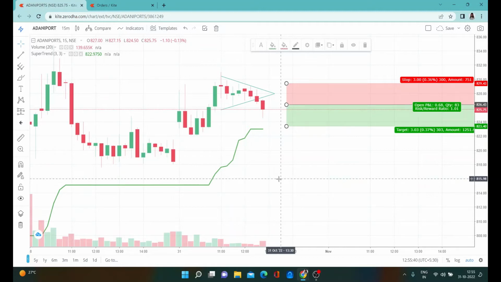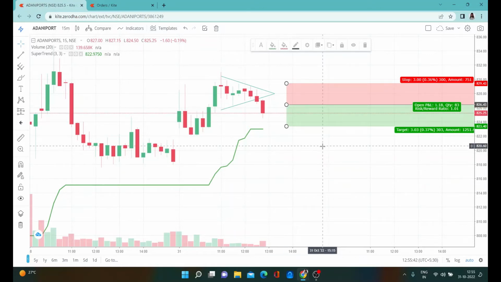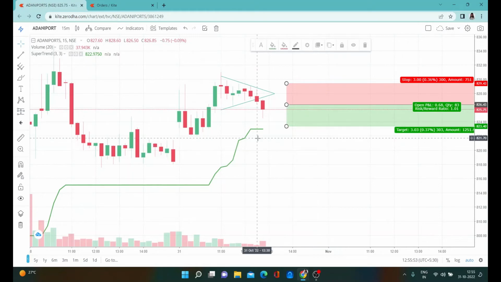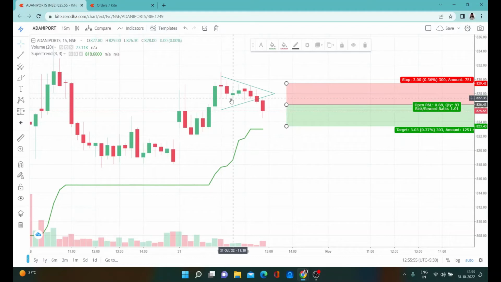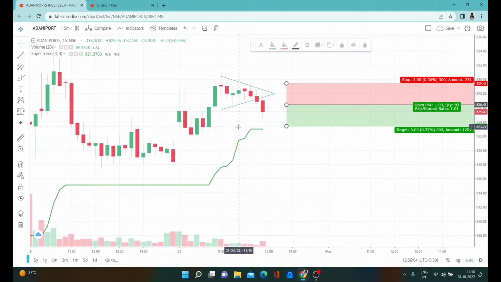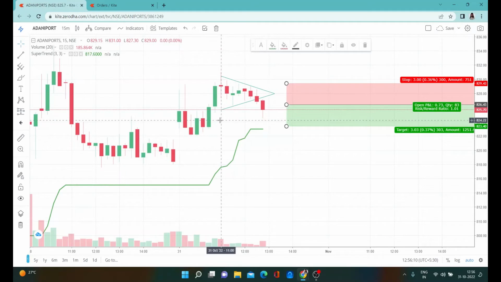Okay, let's just wait till it hits my target or hits my stop loss. Keep cool. Please always understand that this is a probability game, and you need to prepare yourself mentally that anything can happen here. You can go in this direction or in a downward fashion even after breaking the triangle pattern. You need to be prepared.